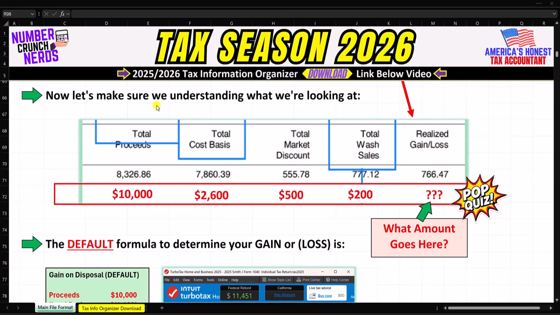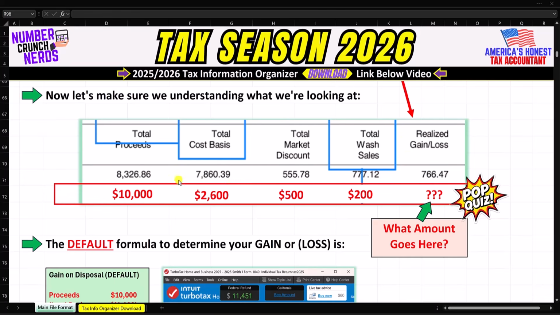Now let's make sure we understand what we're looking at in the table above. This is the type of table you will see on the 1099 Composite. We have the total proceeds right here. There's the total cost basis. There's the total market discount on your position, if any. Here's the total wash sales that you may have had on some of these transactions. And then finally, right here, we have the realized gain or loss.